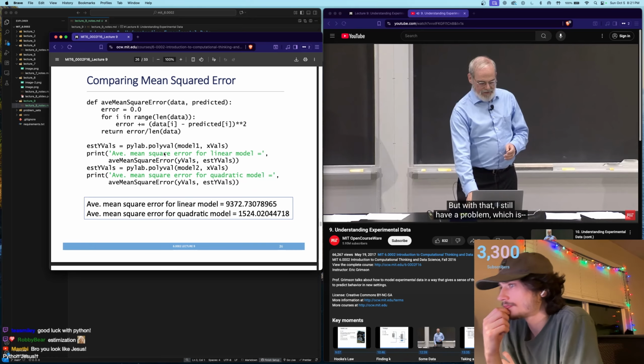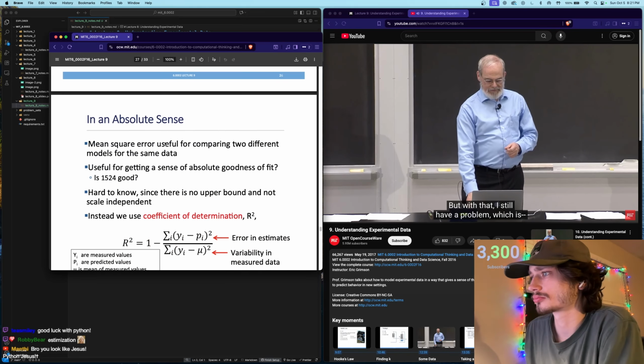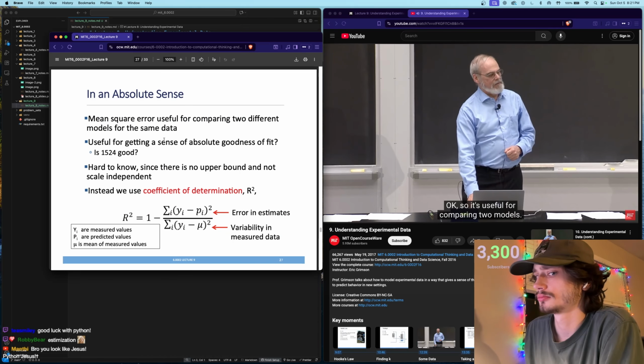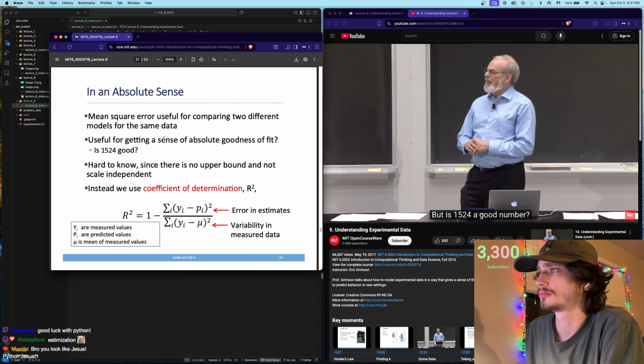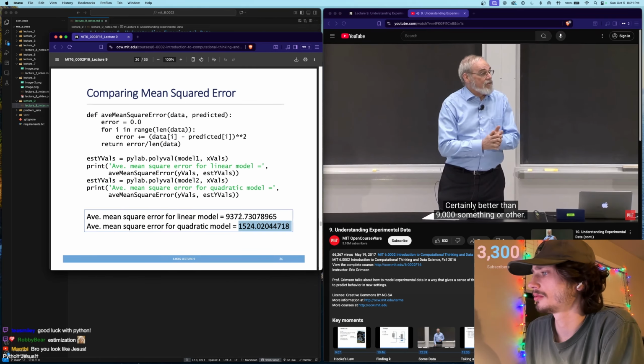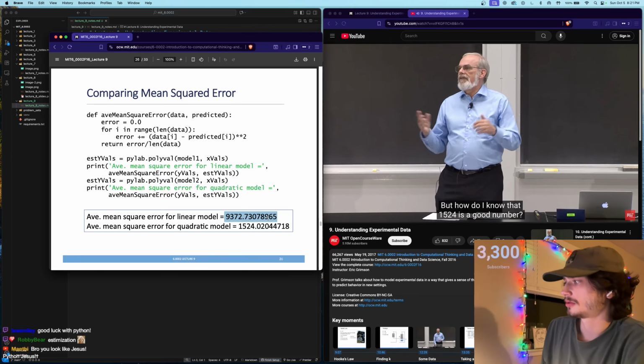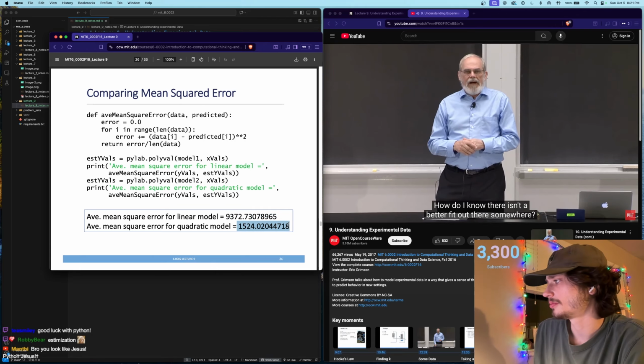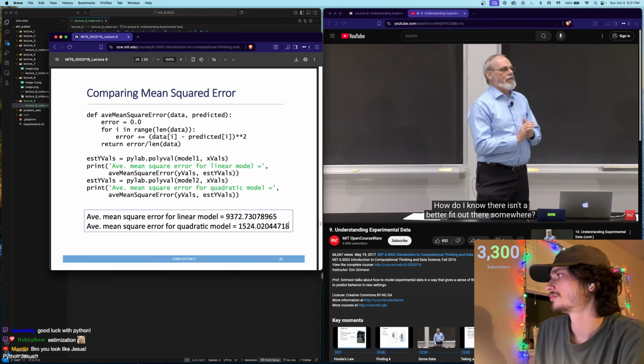But with that, I still have a problem, which is, okay, it's useful for comparing two models, but is 1524 a good number? Not really. Certainly better than 9,000 something or other, but how do I know that 1524 is a good number? How do I know there isn't a better fit out there somewhere?